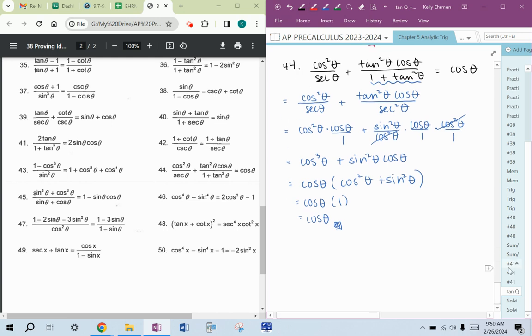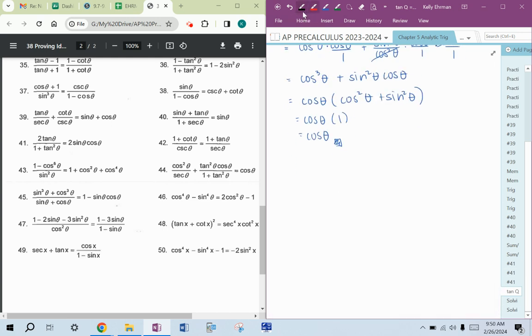Okay, 46. So 46 says cosine to the 4th theta minus sine to the 4th theta is going to equal 2 cosine squared theta minus 1. So again, let's begin on the side that has the higher exponents and begin by factoring. So if it's 2 terms and they're both to the 4th power, we should be doing a difference of squares. Cosine squared theta plus sine squared theta times cosine squared theta minus sine squared theta.